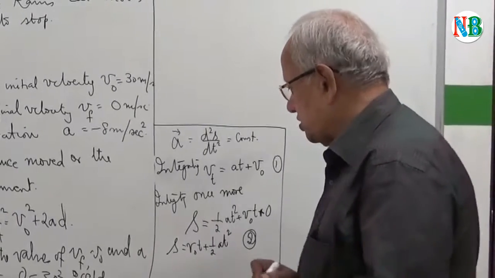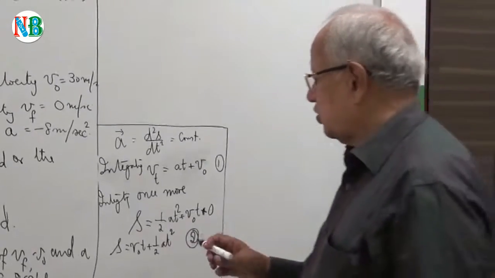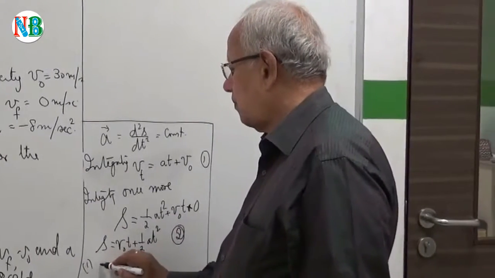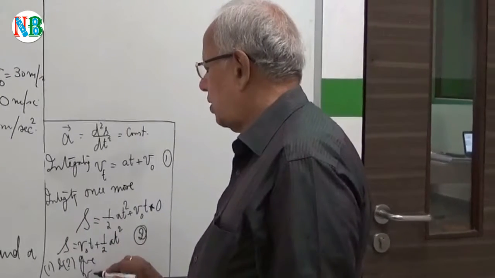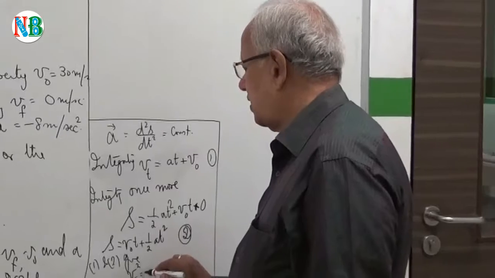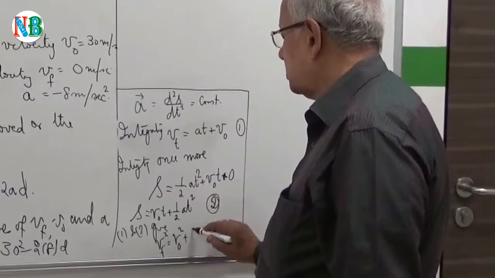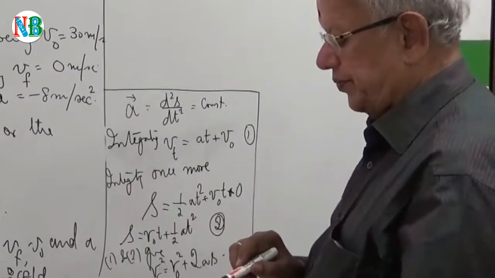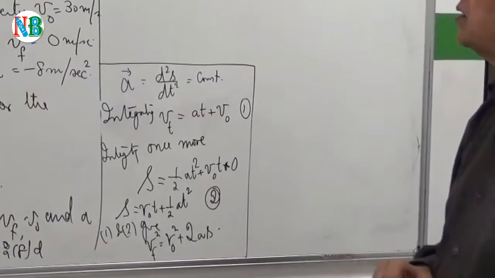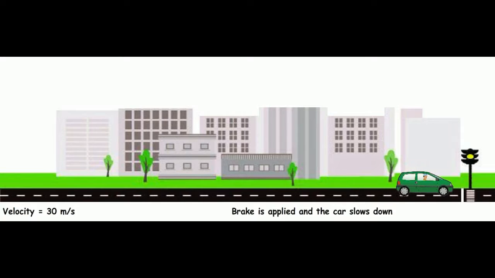Now there are two equations involving t, so in principle you can eliminate t. So 1 and 2 give vf square equal to v naught square plus twice a s, and that's what you have used. The car will come to a halt after traveling a distance of 56.25 meters.